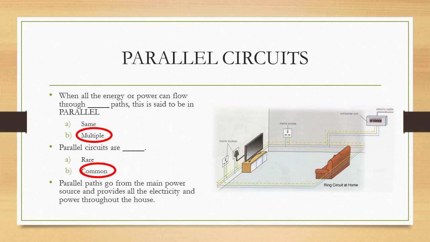So an example of how common it is that all the electrical wiring in your home is generally on a parallel circuit, because you don't want to turn off, say, your light switch and then turn off everything in the room, or you don't want to just turn off your TV and then have the lights go off. So they're all done in parallel.